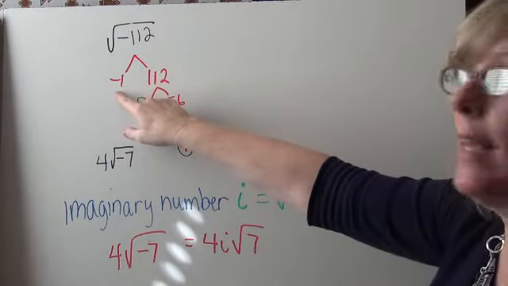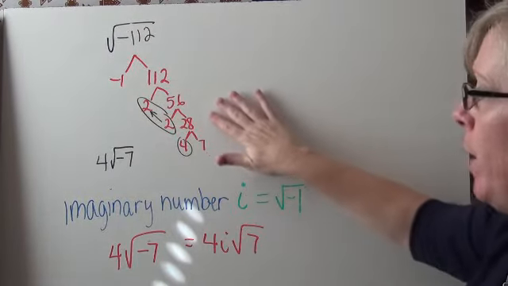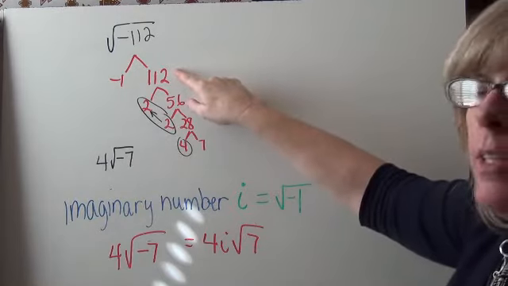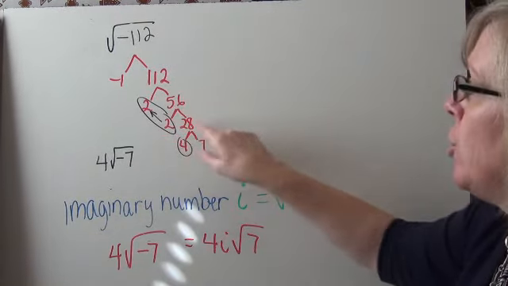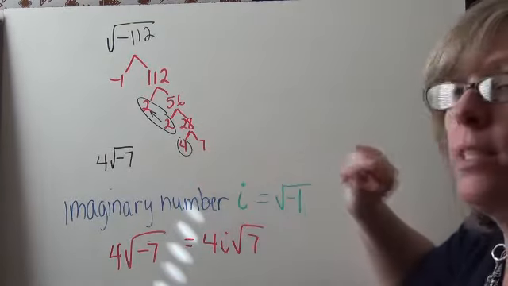First thing I'm going to do is pull the negative 1 over here so I can just work with my positive numbers. So I'm going to factor this. 112, I got 2 and 56. I factored that and got 2 and 28. I factored that and got 4 and 7.